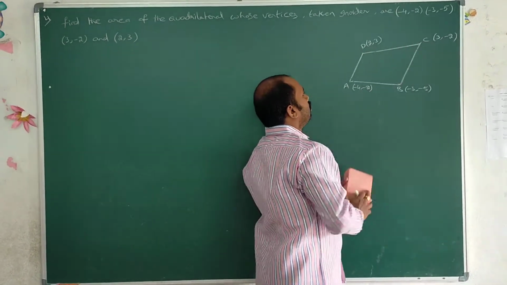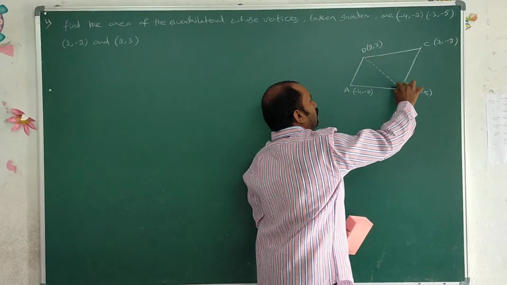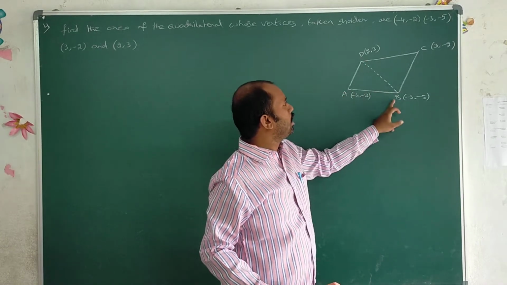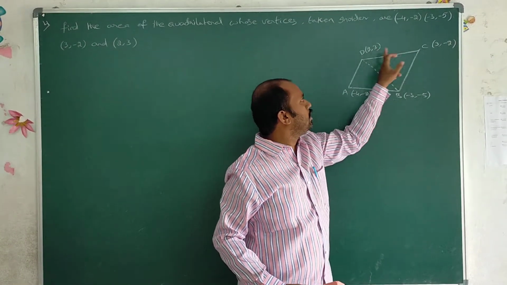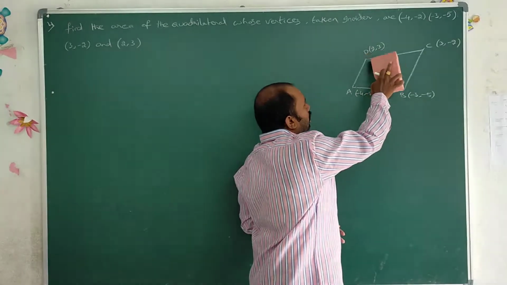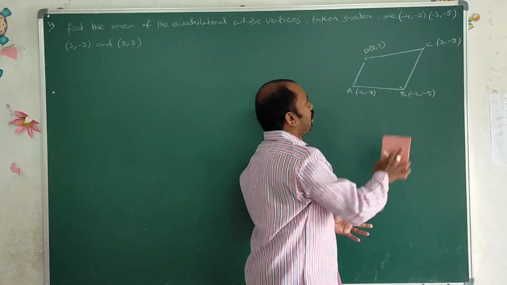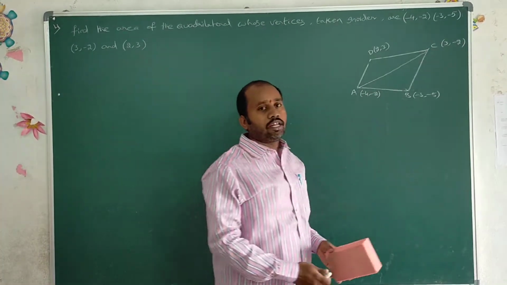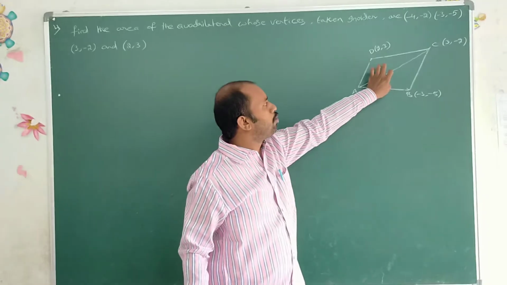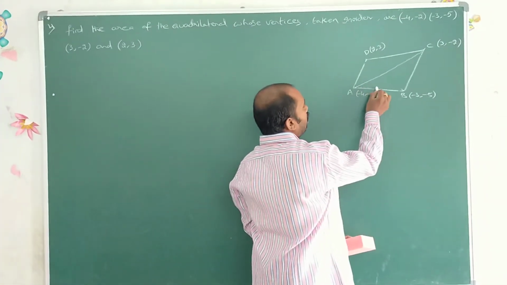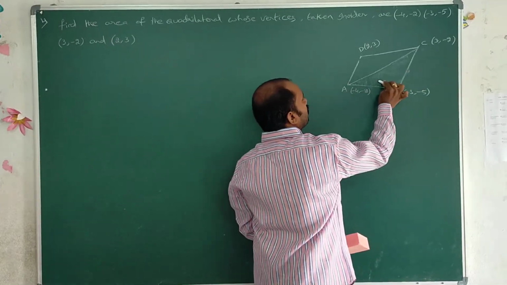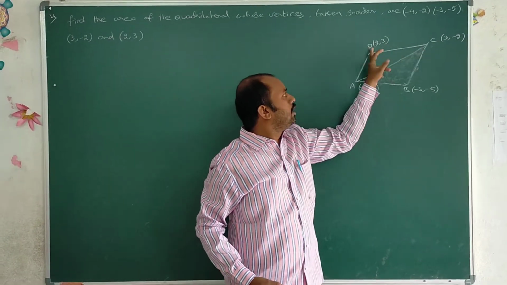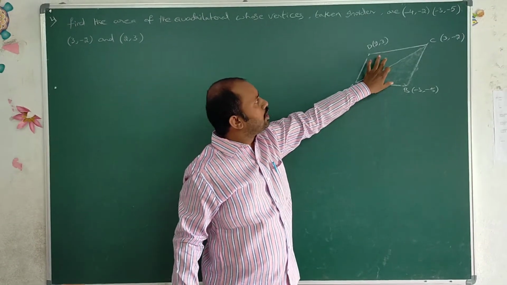Suppose you take diagonal BD. Here also two triangles form. First one ABD, second one BCD. So you can take any one. Suppose first you take AC. AC is the diagonal of the quadrilateral. We have formed two triangles. This is the first triangle ABC. And the second triangle is ACD.